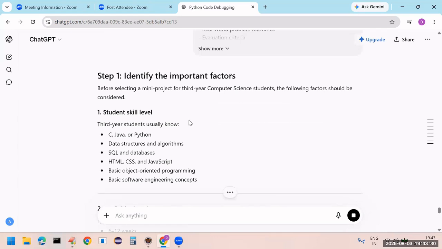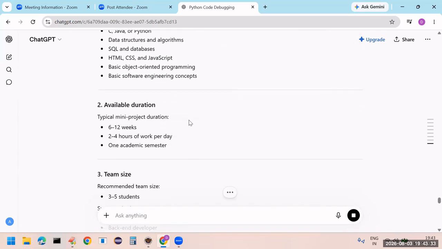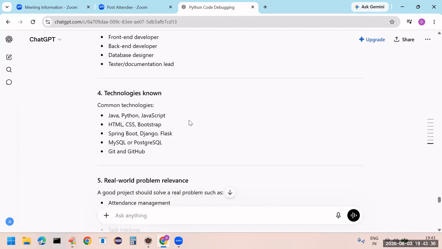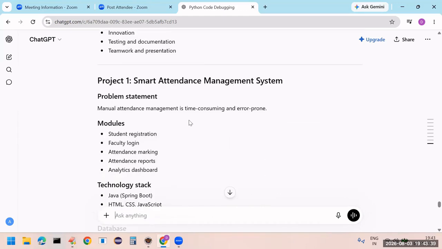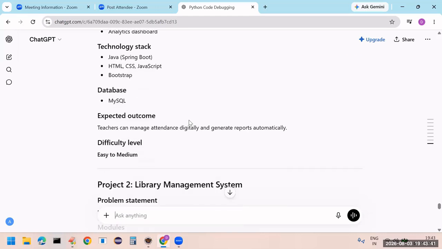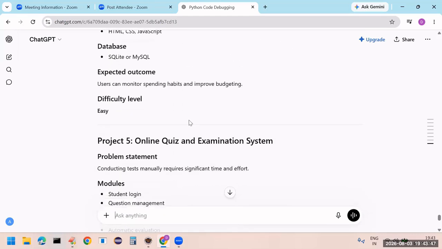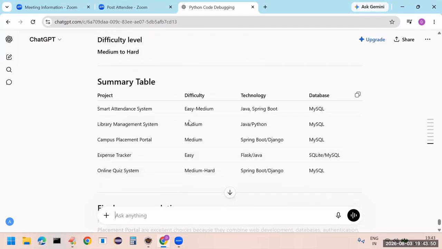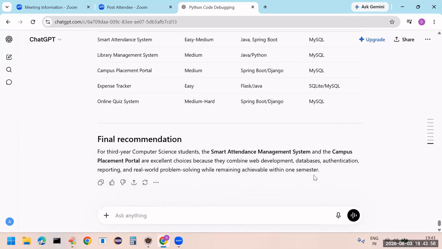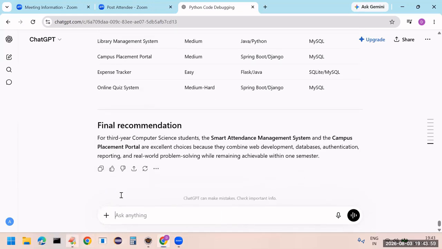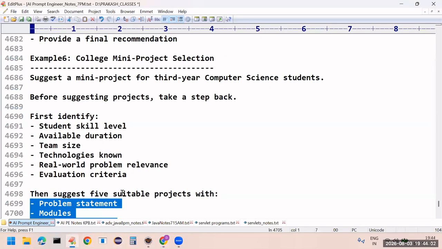Sir, have you observed? Important factors: student skill level, available duration, team size, technologies, real world problem, evaluation criteria. Project 1, project 2, project 3, project 4, project 5. Have you observed? For every project, difficulty level, technology, database. Okay. So I hope you understood how step back prompting is working. Clear, friends? Clear, please confirm.